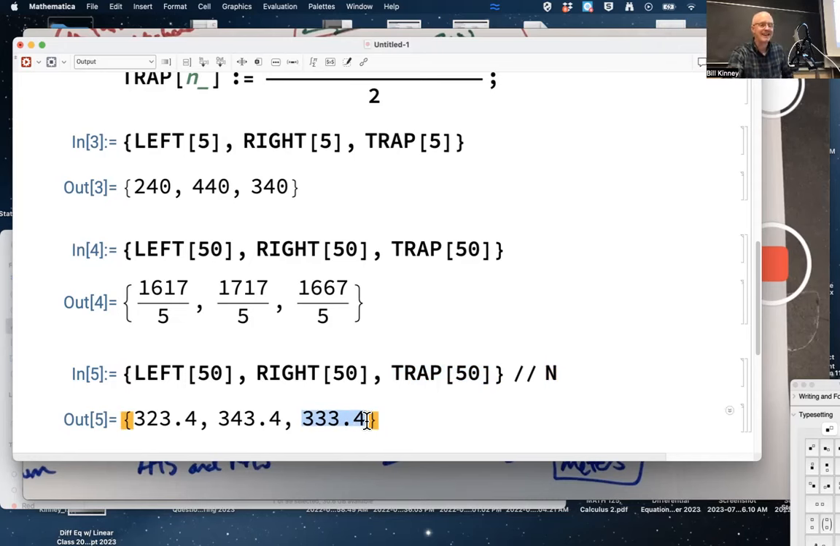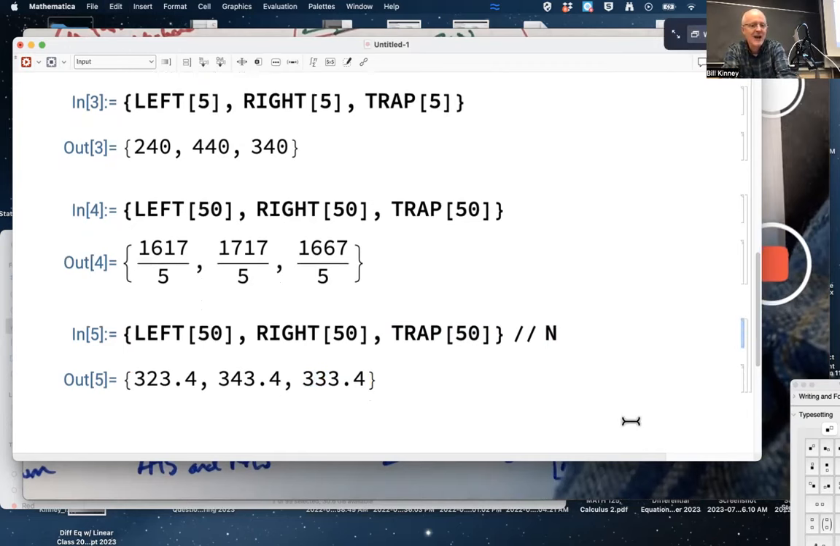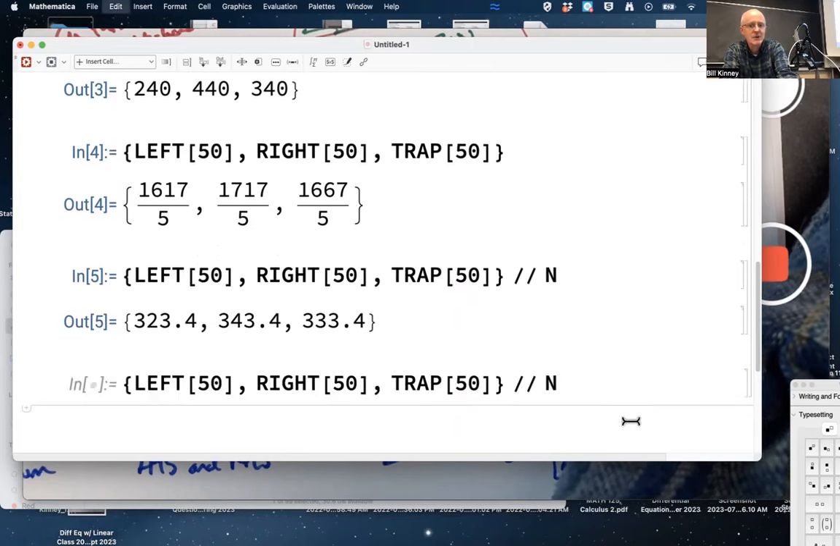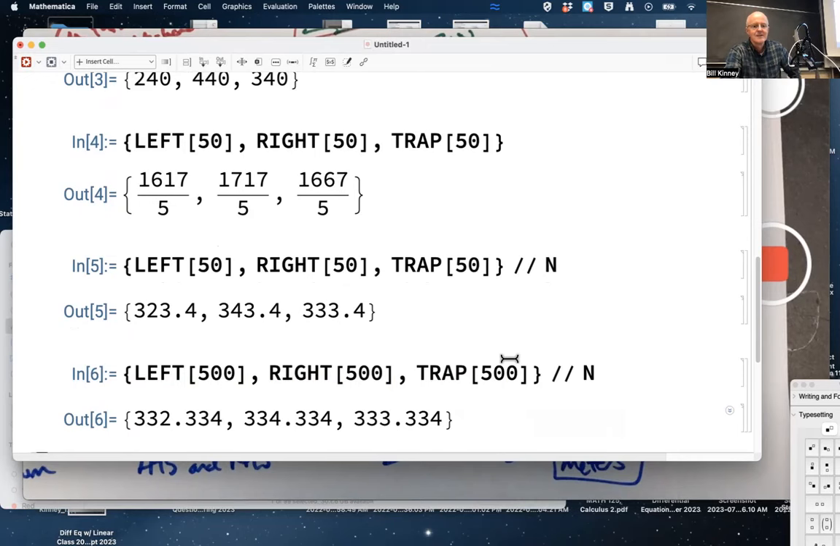Is it right? Well, the left and right-hand sums are not correct. They're different than each other. They can't both be right. The trapezoid sum should be better. Let's go up to 500 rectangles. These numbers are getting closer together. And in fact, if the trapezoid one is the best, it looks like the answer is probably 333.3 repeating meters.